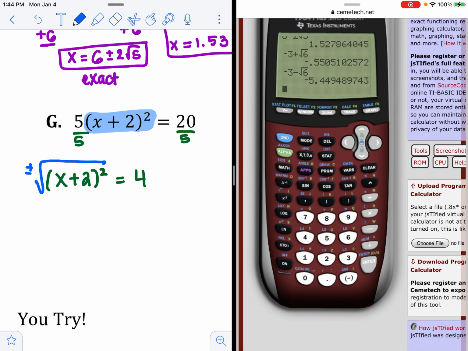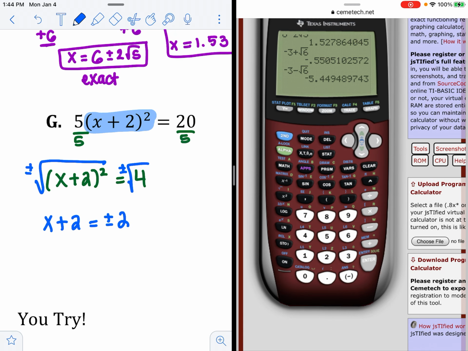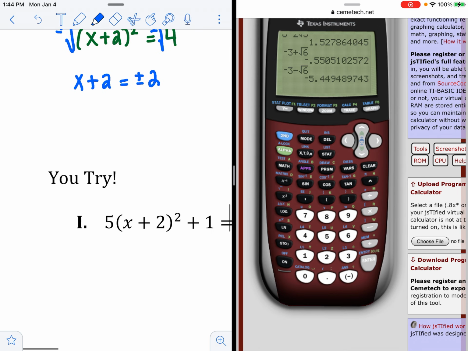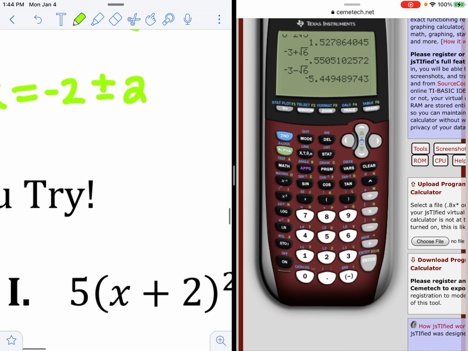Square root plus or minus. I have x plus 2 is equal to plus or minus. Do I know the square root of 4? Sure do. It's 2. I still need to get x by itself, so I'm going to subtract 2 from both sides. So now I have x equals, remember I write this number first, negative 2 plus or minus 2.